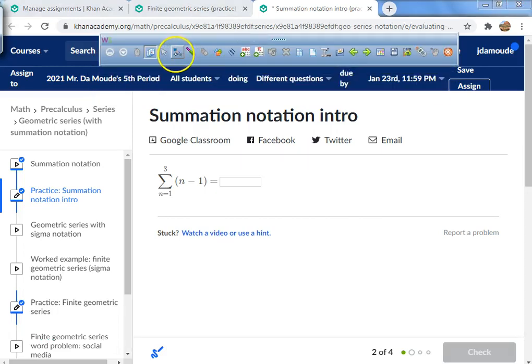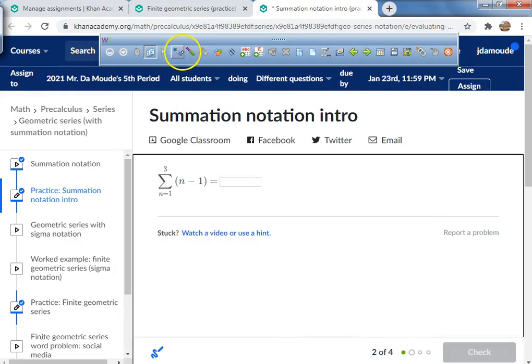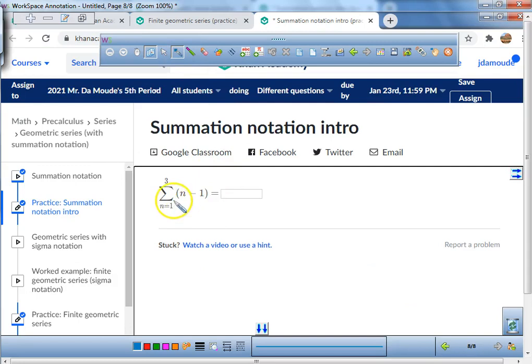All right, I'm just going to talk a little bit about summation notation, which deals with the sigma. Thank you. All right, so this is the sigma. That symbol is a sigma, which deals with summation notation.